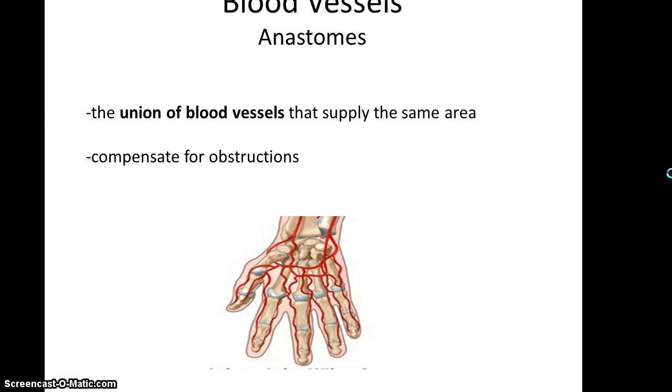Anastomoses. Anastomoses are basically just a union of blood vessels that supply the same area. For instance, here you can see in the hand you've got lots of little blood vessels all connected to each other for no apparent reason, but apparently there is a reason. The reason is to compensate for obstruction, so that if one blood vessel, for whatever reason, isn't functioning properly, that area of the hand, in this case, will still be able to receive blood and get its proper nutrients and get rid of its wastes.